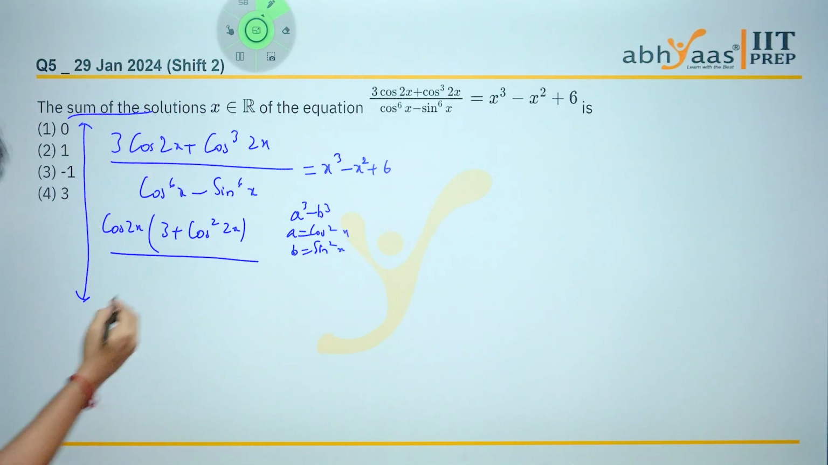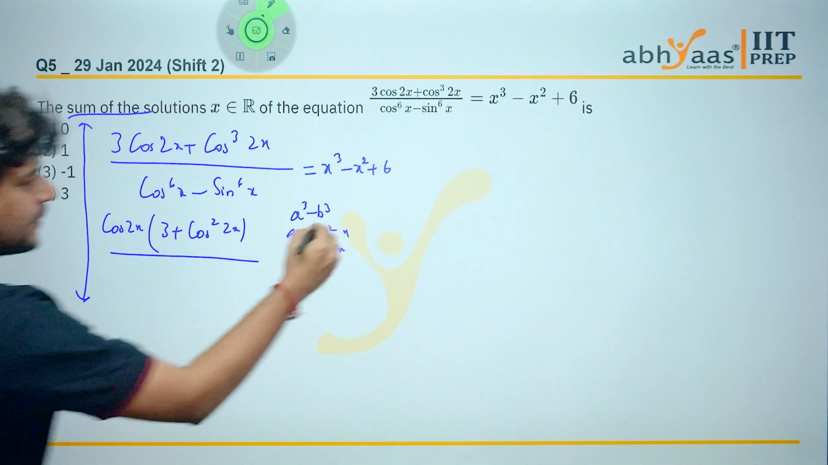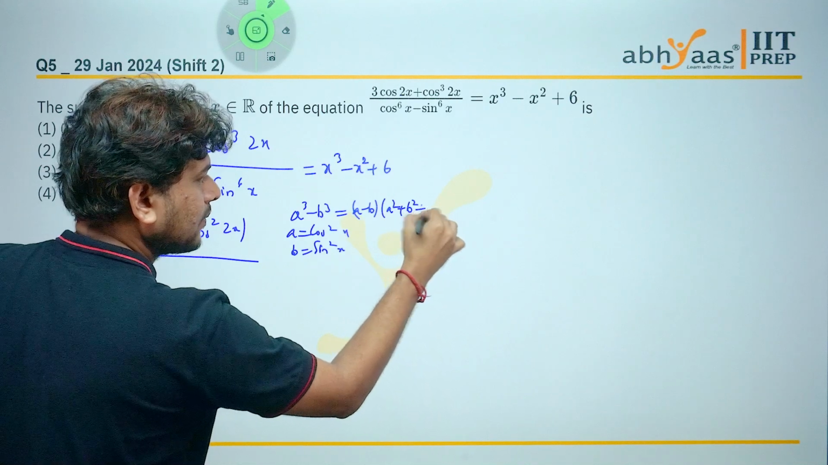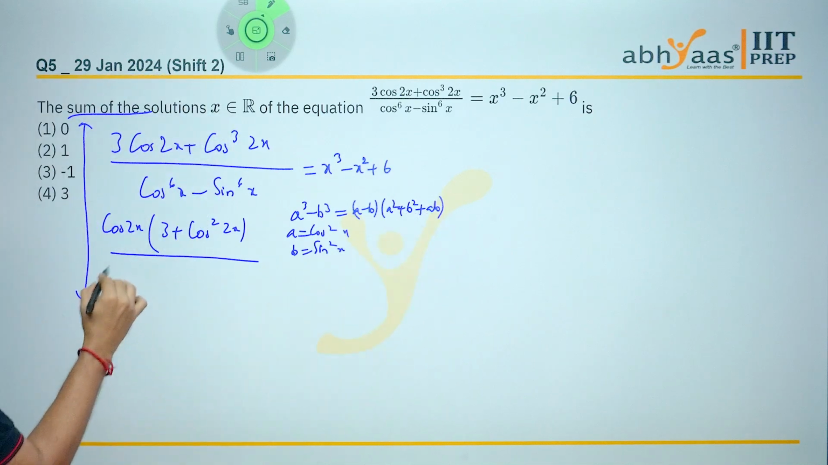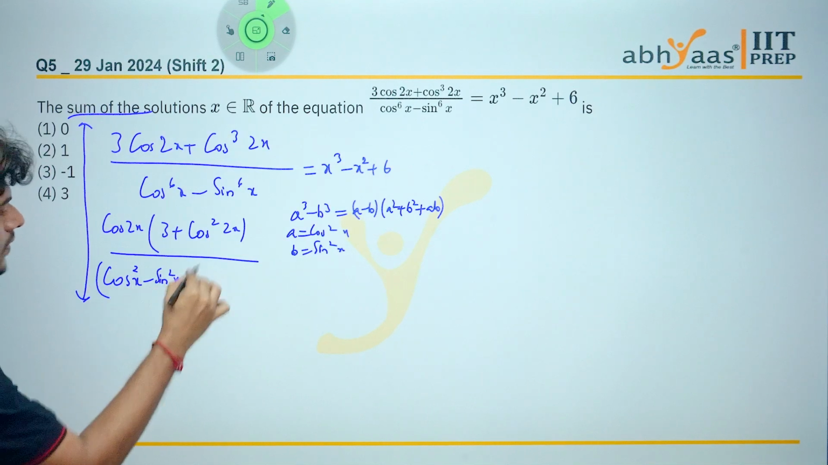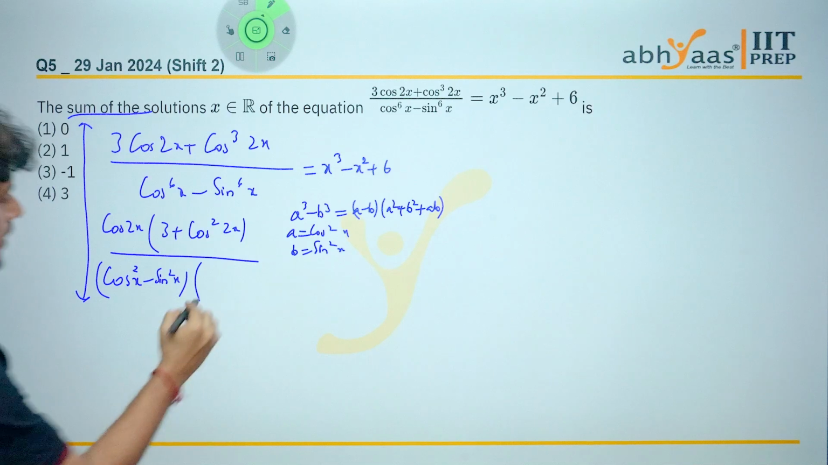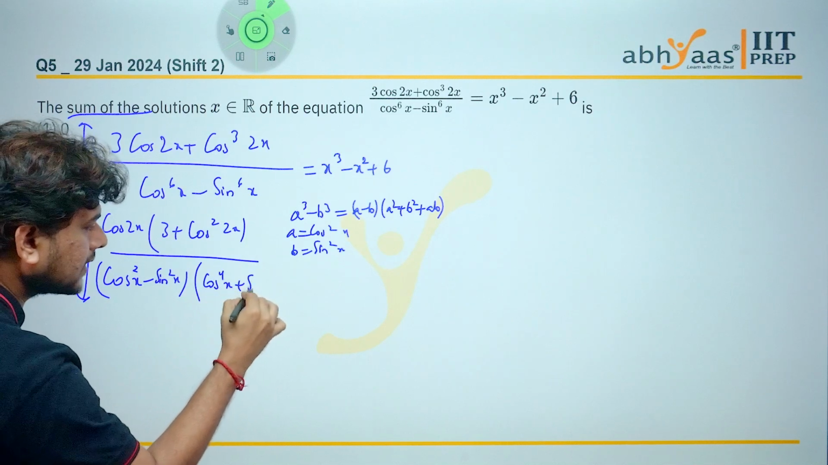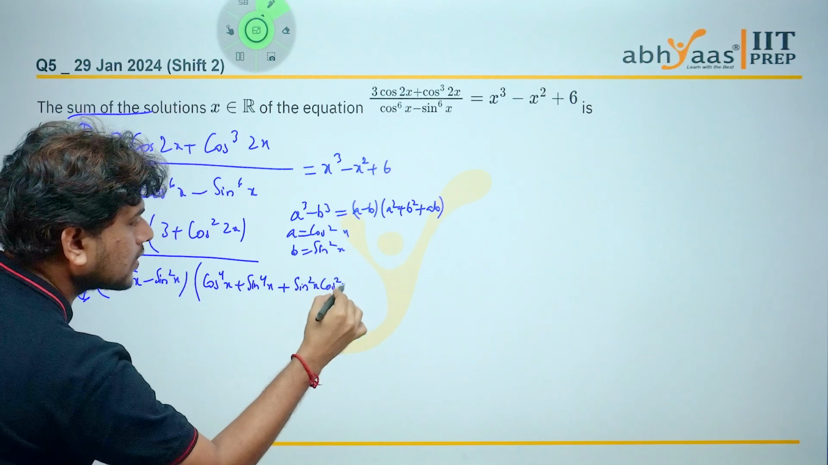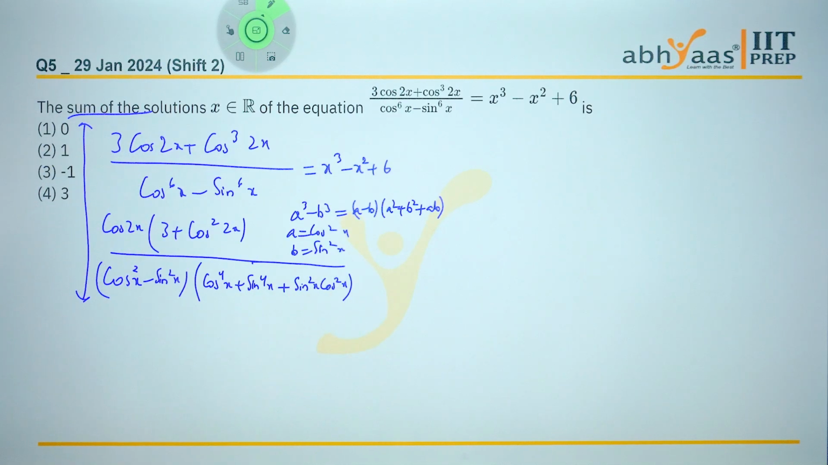So a cube minus b cube formula can be written as a minus b into a square plus b square plus ab, right? That will be cos square x minus sin square x into cos power 4x plus sin power 4x plus sin square x into cos square x. This will be cos 2x, so cos 2x gets cancelled. We have taken away one value, so we have to take the remaining thing also.